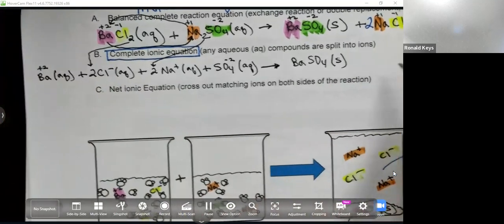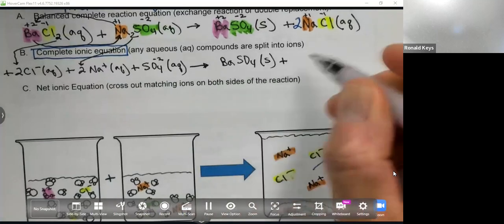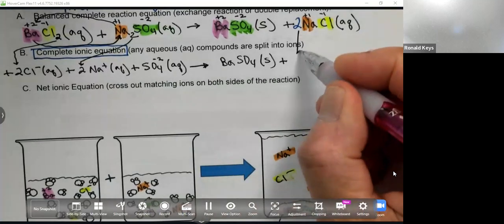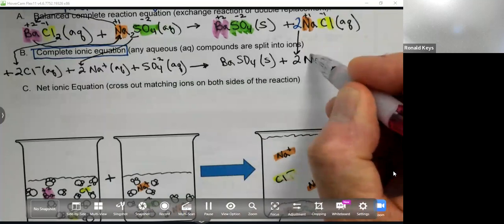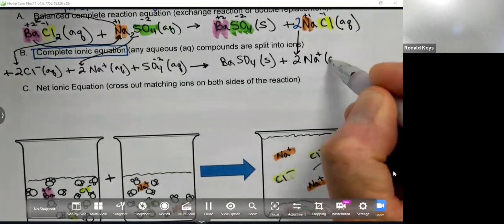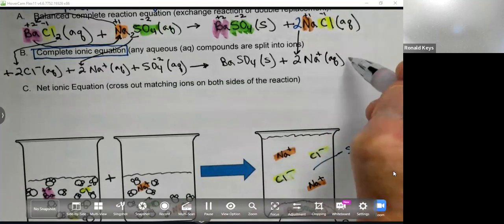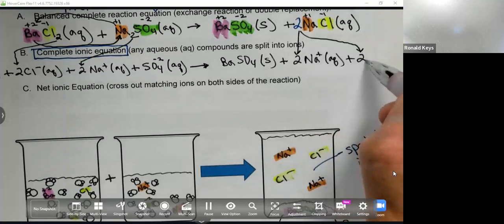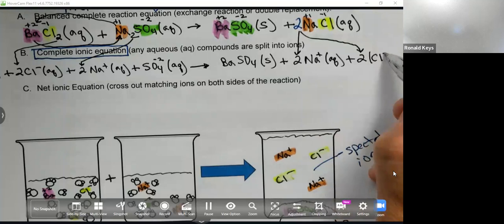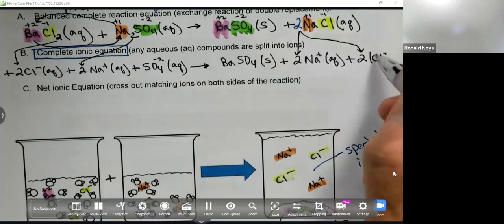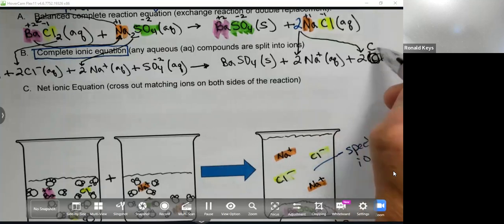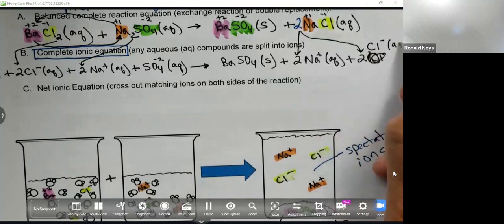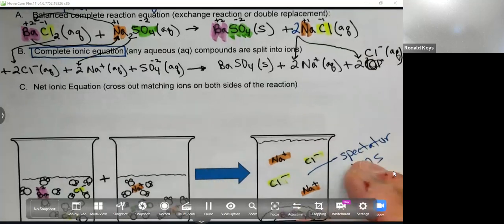Ions. And then here we are going to get 2 sodiums. We are going to get 2 chlorides. Boy, I made this. Why did I put that? 2 chlorides.